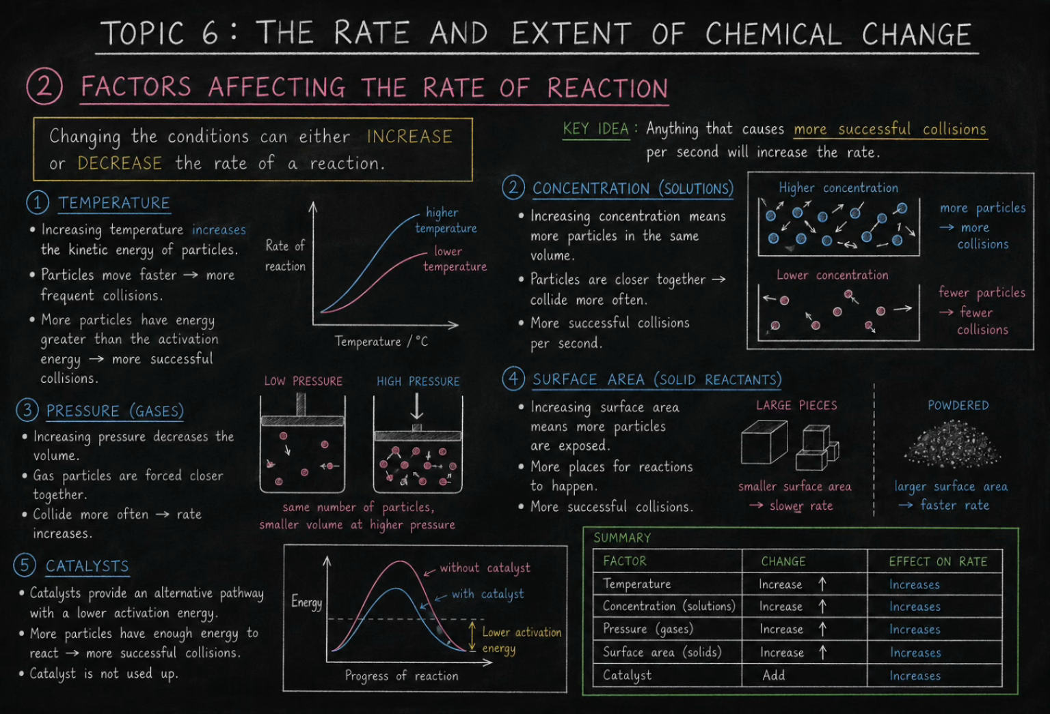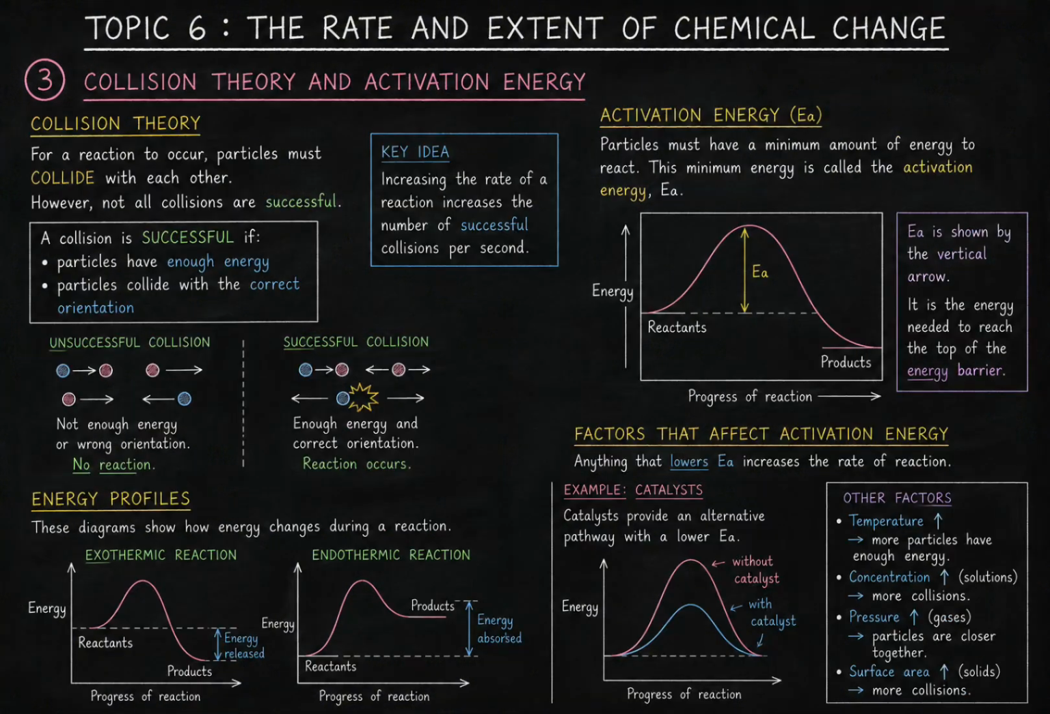5. Catalysts. Catalysts provide an alternative pathway with a lower activation energy. More particles have enough energy to react, so more successful collisions. Catalyst is not used up. Summary table: increase temperature, concentration, pressure, surface area, or add a catalyst, all increase rate.